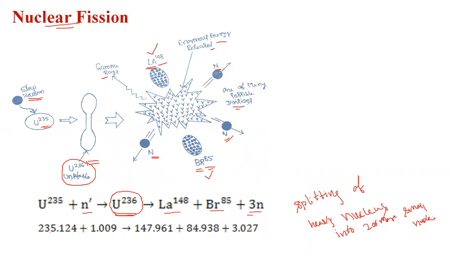Now, according to the mass equation of the reaction, the mass value of uranium-235 is 235.124.